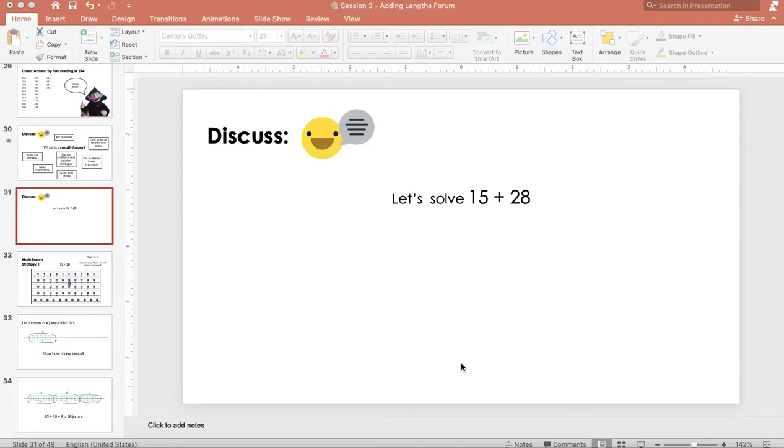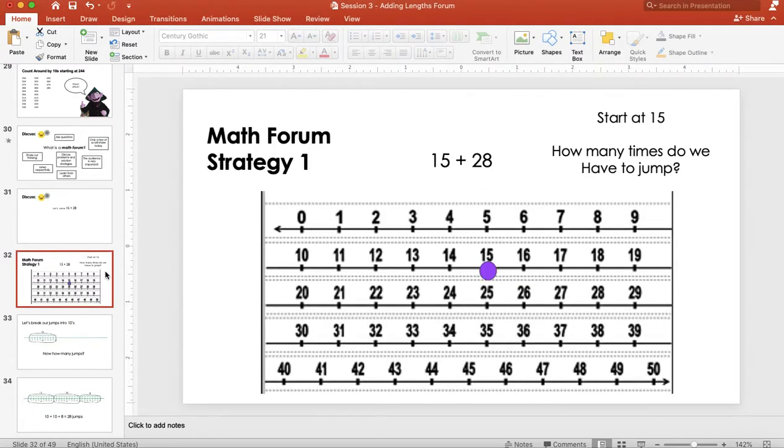Hi everyone, today we are going to use some more math strategies to help us solve addition problems. So this says let's solve 15 plus 28. If I start at 15, how many times do we have to jump to get 15 plus 28? I would have to jump 28 times to get my answer.